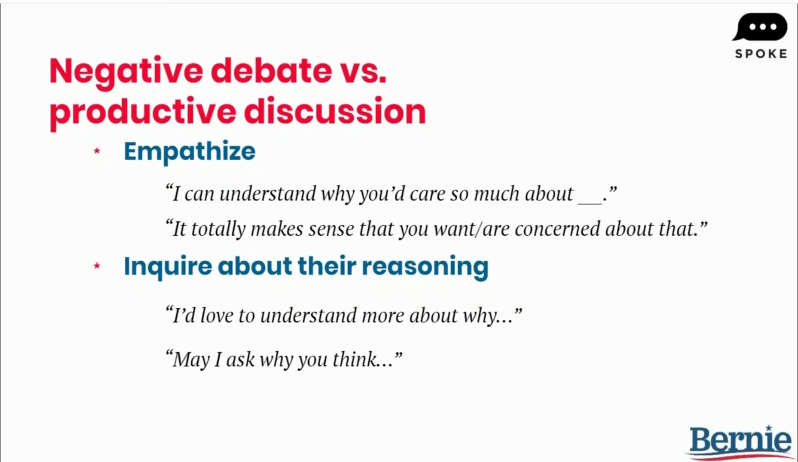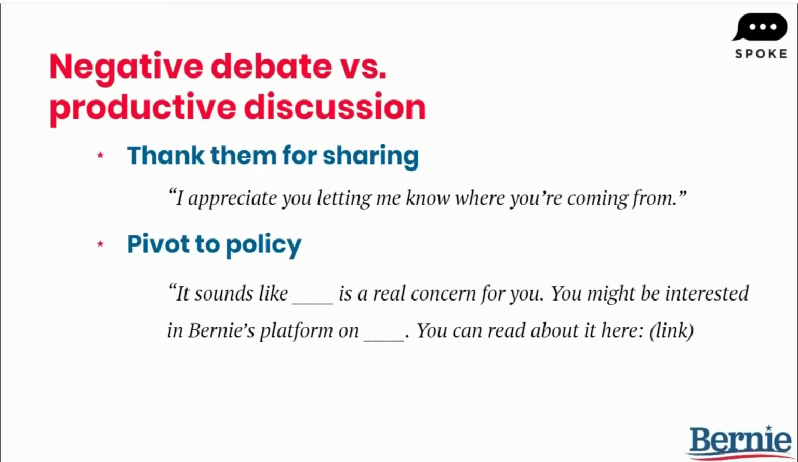A core strategy for keeping a discussion constructive is to empathize with the person you're talking to, relating to them as another real human being. Some examples of that might be saying things like, "I can understand why you'd care so much about," or "it totally makes sense that you're concerned about that." Another useful approach is to inquire about their reasoning, especially if it's not clear what they mean. So you might say something like, "I'd love to understand more about why," or "may I ask why you think?" Acknowledging or thanking someone for sharing their perspective is an easy way to demonstrate respect in a conversation. You might say something like, "I appreciate you letting me know where you're coming from."